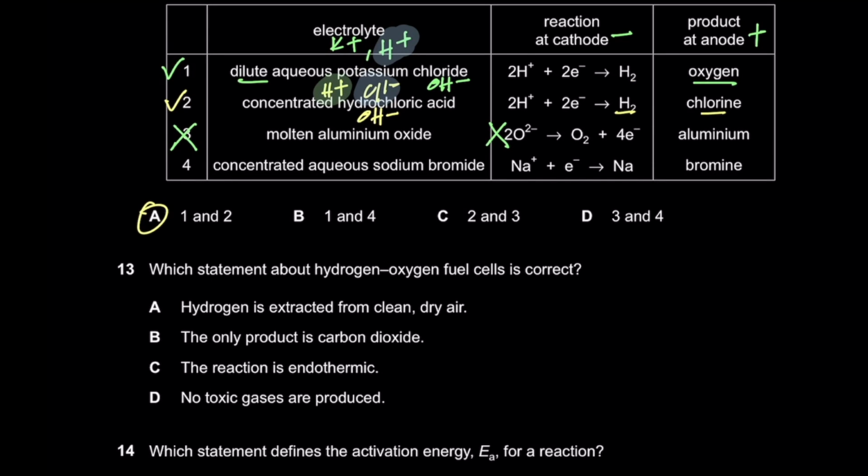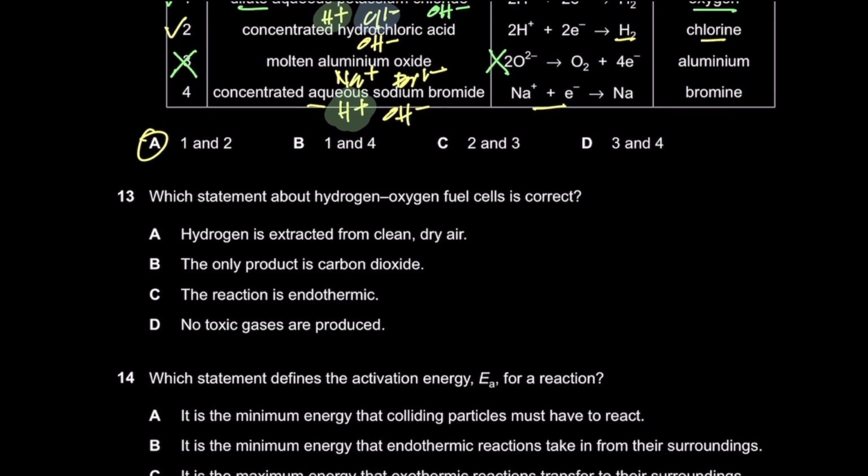If you check 4 out, why is 4 wrong? Because at the cathode, sodium ion doesn't discharge, right? It says concentrated aqueous sodium bromide. So between the sodium ion and the hydrogen ion, it's aqueous, so you obviously have the hydrogen ion and the hydroxide ion, and the bromide is right here. Between sodium ion and hydrogen, hydrogen wins the race, and he's shown the half equation of sodium ion discharging, which is not correct. So 4 is also wrong.